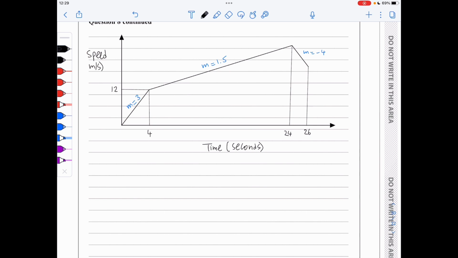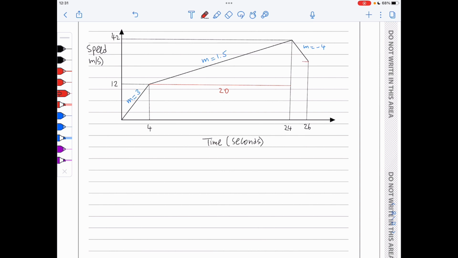And then we know that the run here is 20, so I will draw a dotted red line here. This is 20. And so we can find that the rise here is 20 times 1.5, which is 30. So the speed has increased from 12 by another 30. So it is now at 42. So let me write the 42 here. And over the last leg of the journey that was lasting for 2 seconds, the gradient was negative 4. So this means we've dropped by 8 here. So from 42, we are now down to 34. So I've got all the necessary information here.